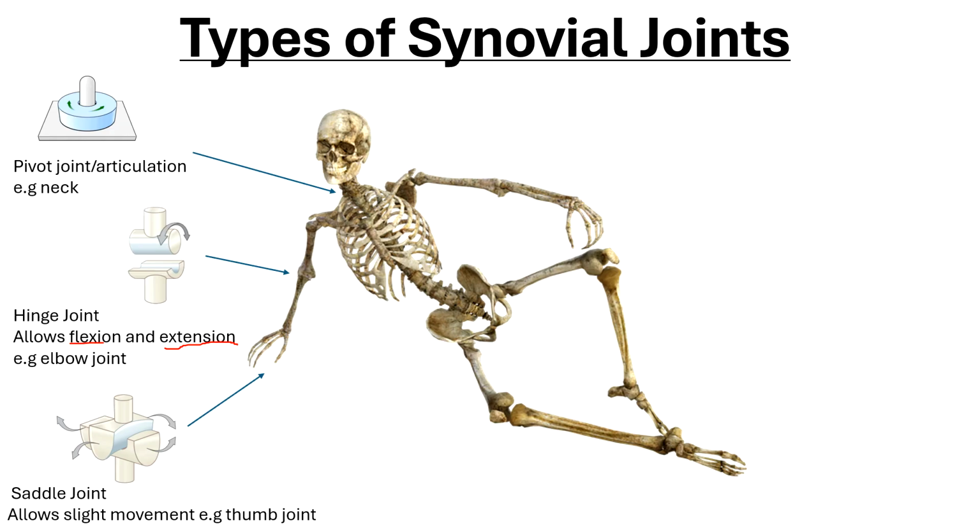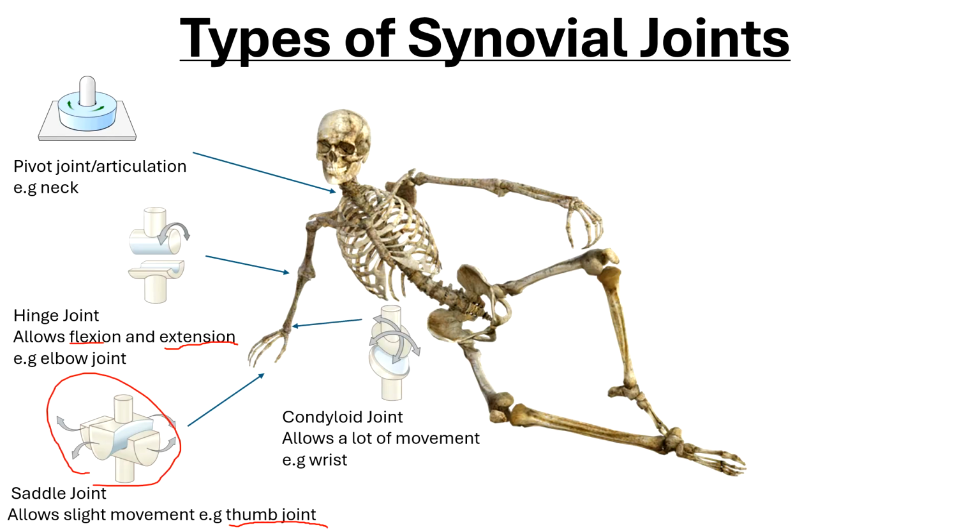Then we have saddle joints. The only example I can think of is the thumb joint that allows slight movement, and well, it looks like a saddle. Then we have condyloid joints, which are modified versions of ball and socket joints that we'll look at later. They allow a lot of movement, and an example of this would be the wrist. If you try moving your wrist, you'll see that you can do so in many directions.